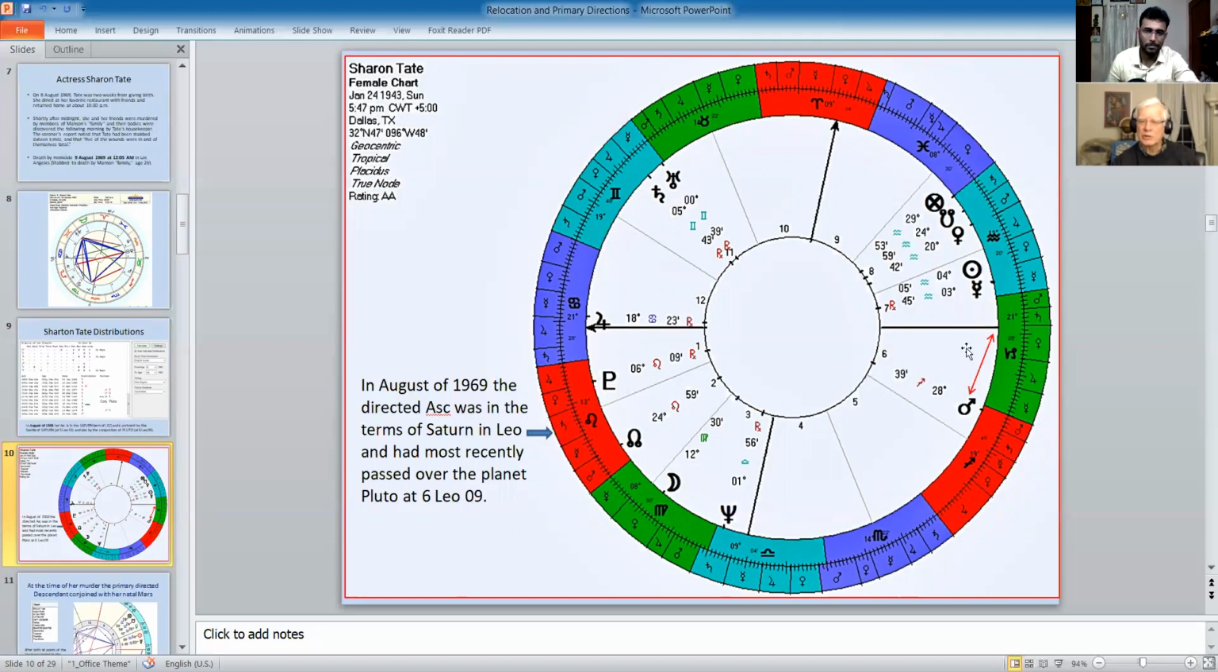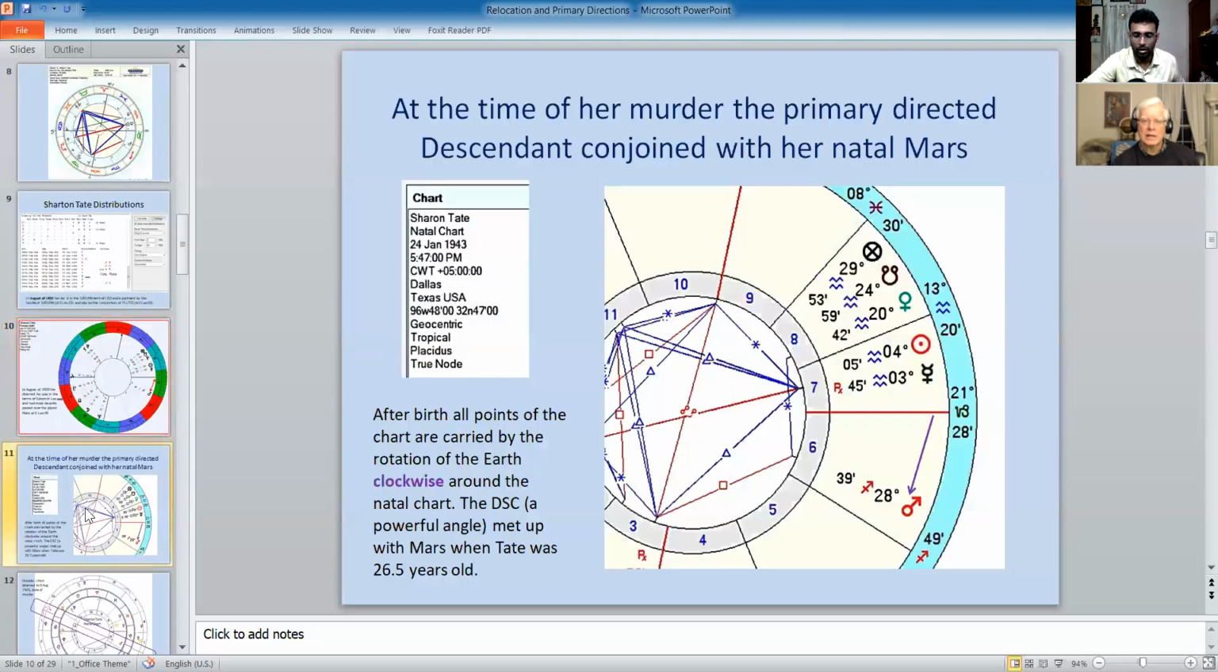And what we're concerned about is when will the descendant arrive at Mars? And that's going to arrive around age 26 as well. So she's in a danger period here.